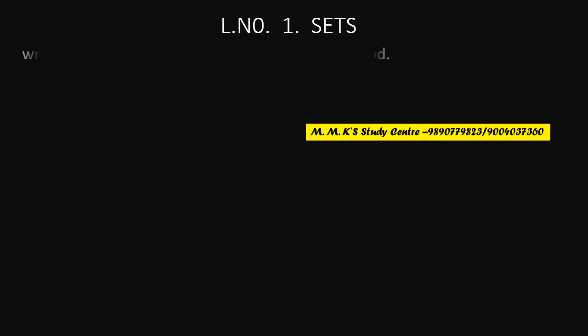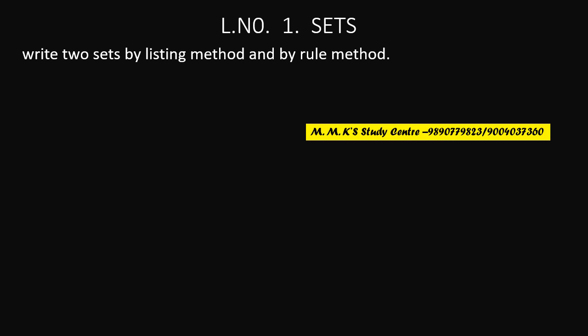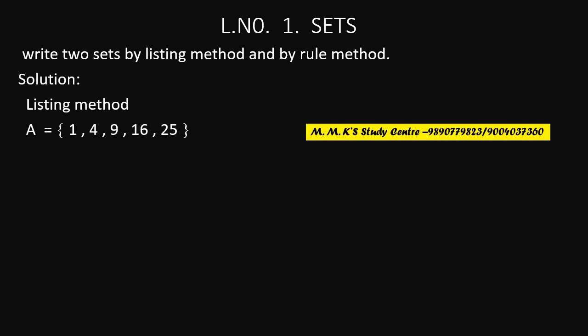Now we will continue with another question which is present in exercise 1.1, children. Here the question is: write 2 sets by listing method and by rule method. It means we have to give 2 examples of sets by listing method and 2 examples by rule method. Okay, so solution. Listing method, we'll give the examples of listing method first. A is a set of 1, 4, 9, 16, 25. Second example, B is a set of 2, 4, 6, 8, 10, 12. I have given these examples. You can give others also, whichever you feel is easy.